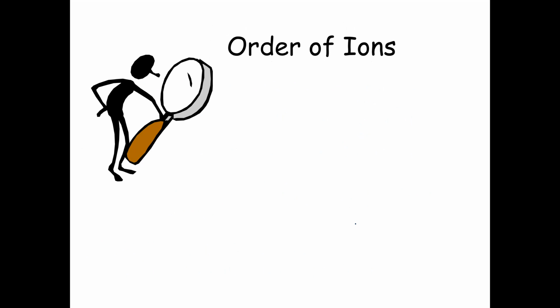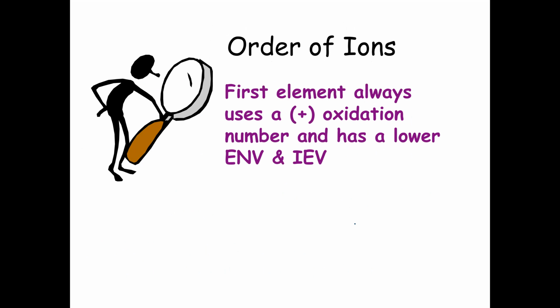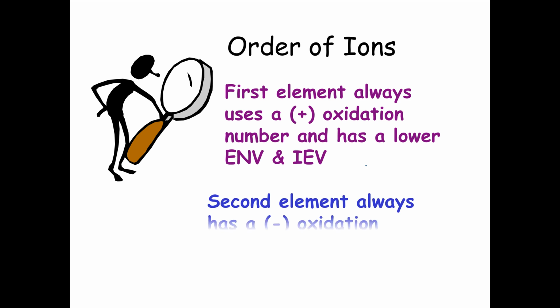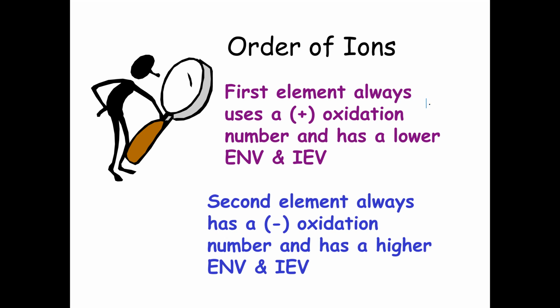So the order of the ions. The first element is always going to be our positive oxidation number because it has a lower electronegativity and ionization energy. And so this is typically going to be a metal in the binary compounds that we're working on. The second element is going to have the negative oxidation number because it has a higher electronegativity and ionization energy. And this is typically going to be our non-metal.